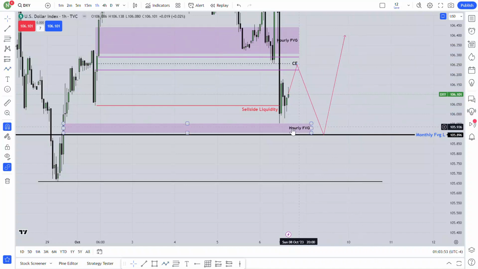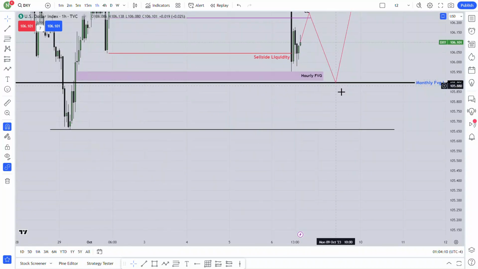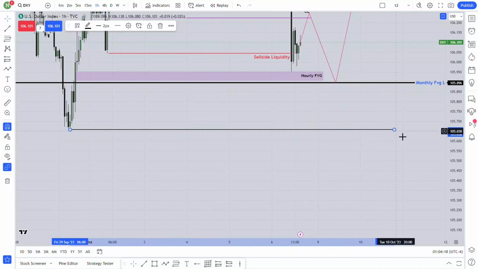Something like this. In the meantime, it will trade this hourly fair value gap as well, because it just tapped to the upper portion of the lowest fair value gap. It can happen, okay? I'm not telling this will happen, but this is my expectation. If I see market go through this monthly fair value gap low, also this hourly fair value gap, then my target will be this sell side liquidity. I mean here, okay? This is the sell side liquidity.